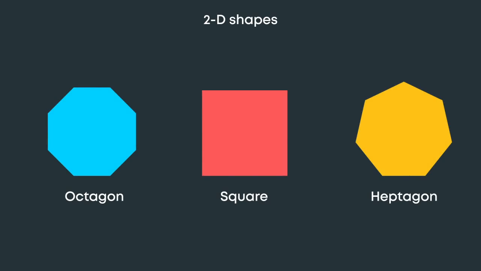Look at the plane figures or shapes shown here. You can see that each of them has only length and breadth or width. These shapes are called two-dimensional shapes. We can visualize or represent three-dimensional shapes with the help of 2D shapes.